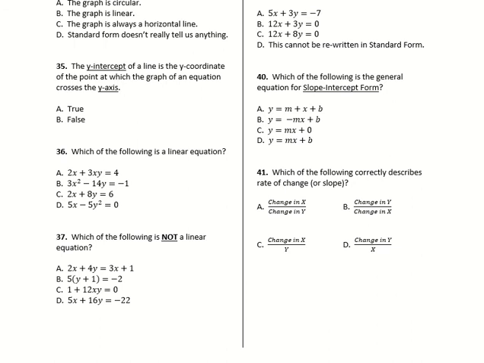37. Which of the following is not a linear equation? A, 2x + 4y = 3x + 1. B, 5(y + 1) = -2. C, 1 + 12xy = 0. D, 5x + 16y = -22.